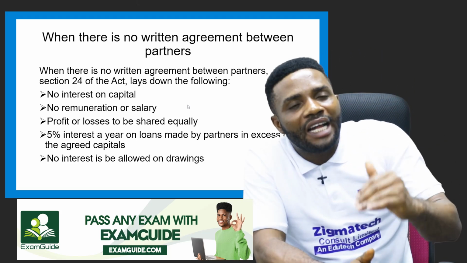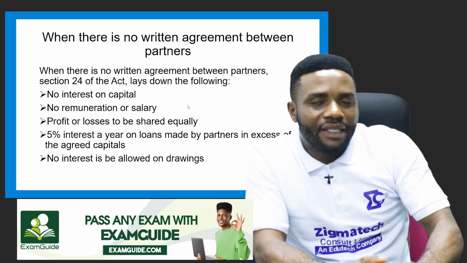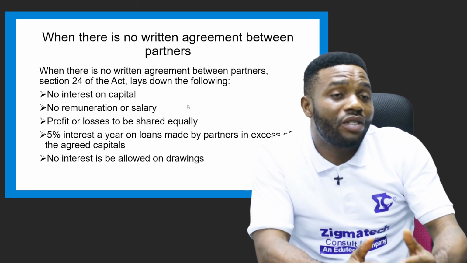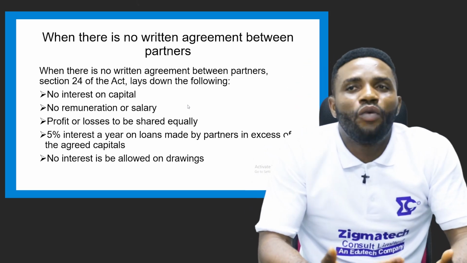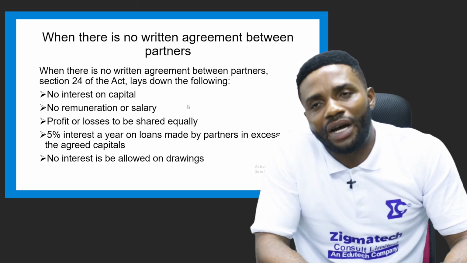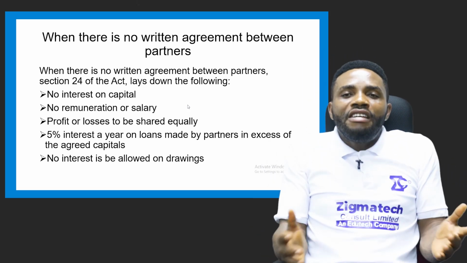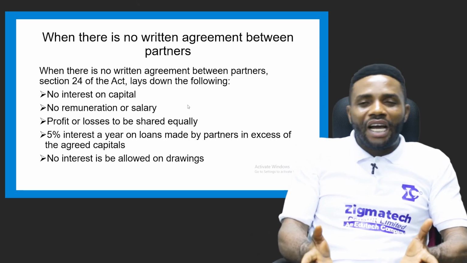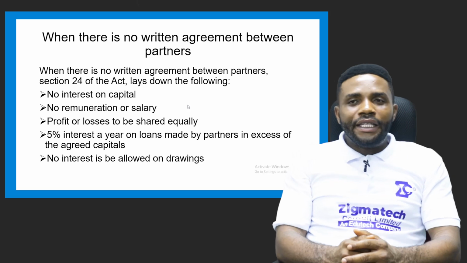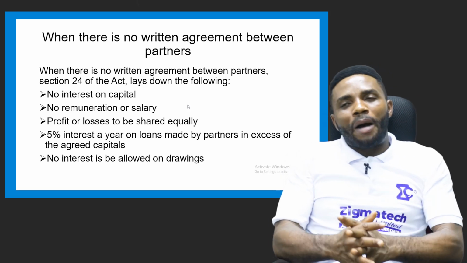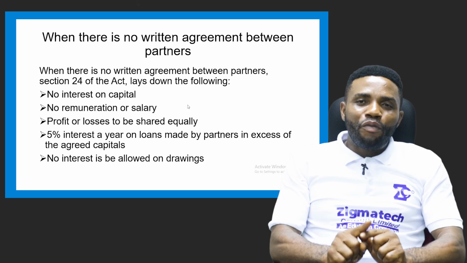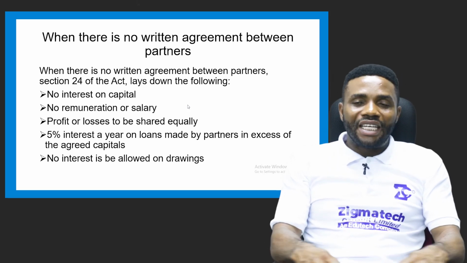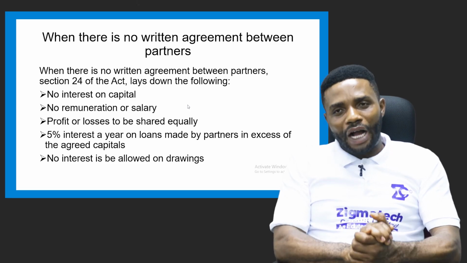Now we have looked at those accounting requirements, those things that are required where we have a written agreement between partners. So the question is, what if there is no written agreement? What will now be the content of our partnership deed? Number one, there will be no interest on capital. Where there is no written agreement, then there will be no interest on capital.